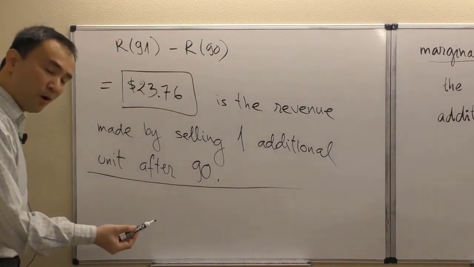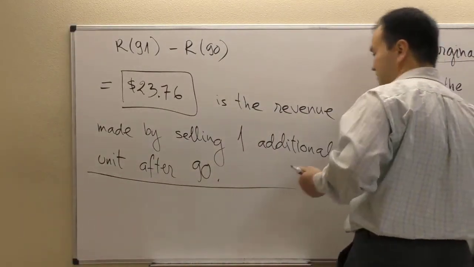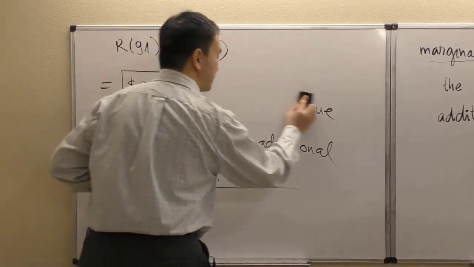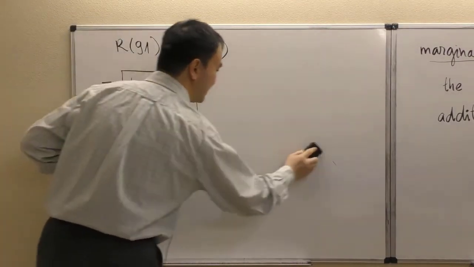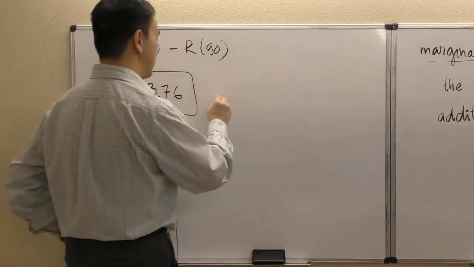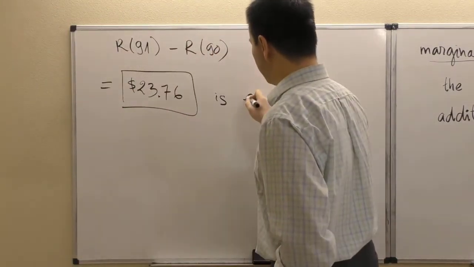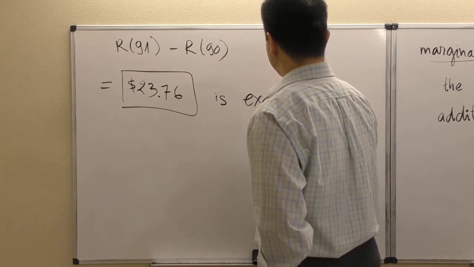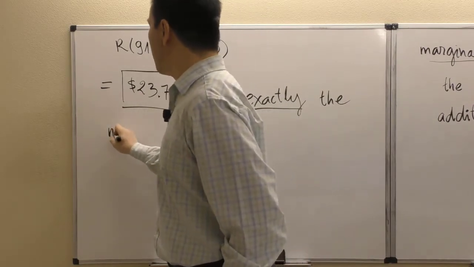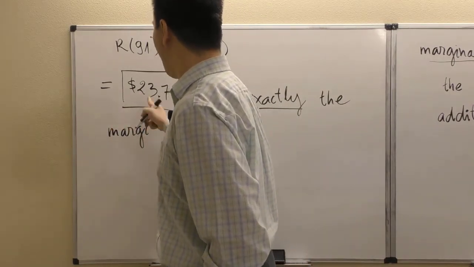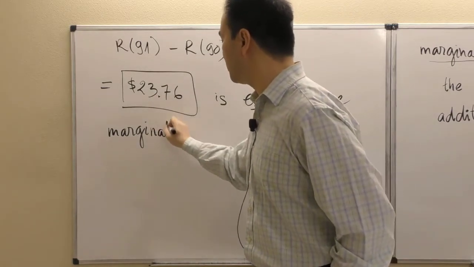The most formal understanding now is that this amount right here, or maybe it's even better that I completely erase this line, because that's just some beating around the bush explanation. But now the real truth here, and I have to say, this is exactly the marginal quantity: $23.76 right here is the marginal revenue.